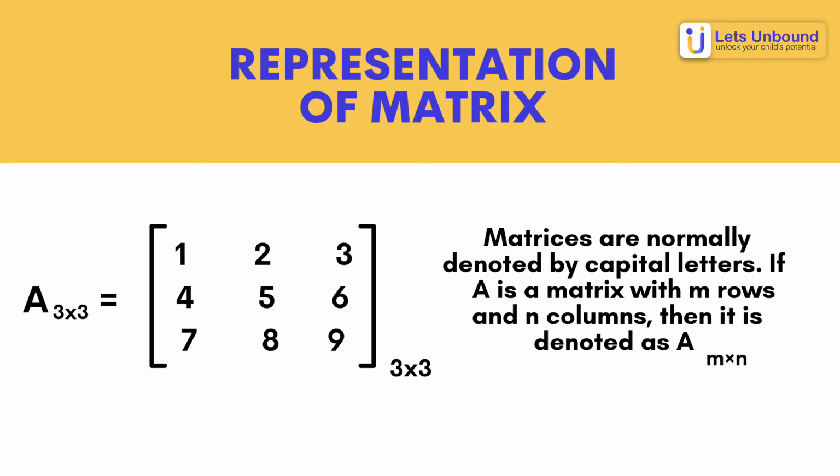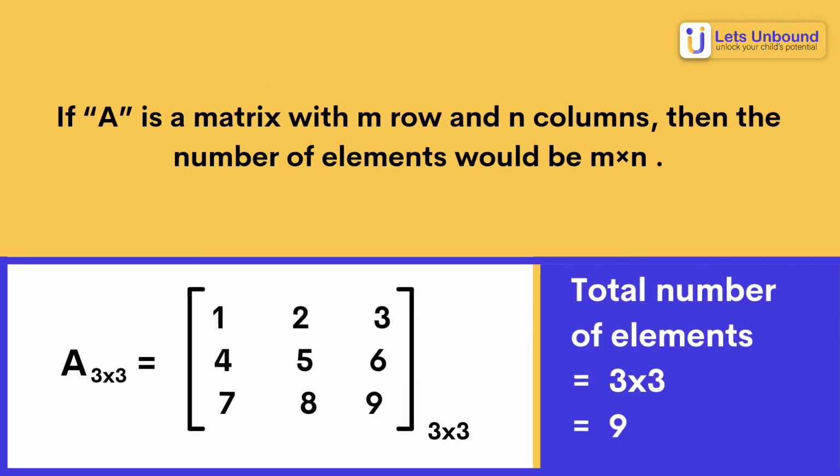But now you must be wondering, what does this A represent? This A represents a matrix. Now remember, a matrix is always represented by a capital letter. Whatever matrix you have, you can give it a name as a capital letter, and then we can represent its order. Here, as you can see, 3 into 3 is 9, meaning there are a total of 9 elements present in this matrix.